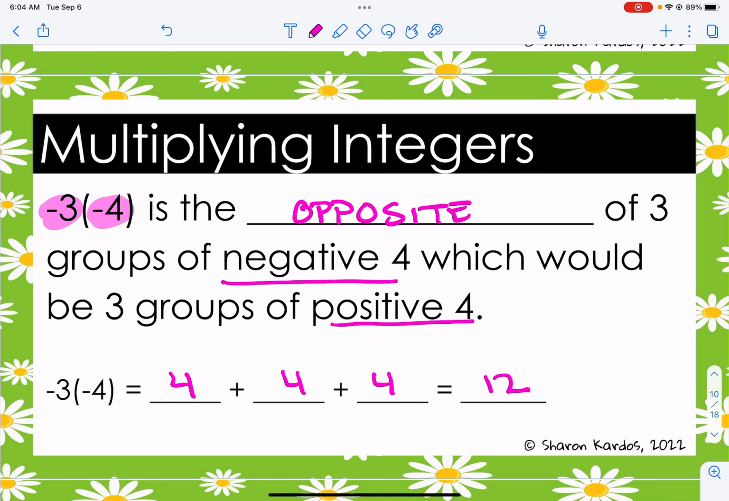Now, it starts to get a little bit confusing when we have the first one negative, the 3 negative. But if you'll just think of it like we're doing the opposite, if you'll just read that very first negative here as we're going to do the opposite of 3 groups of negative 4, which would be 3 groups of positive 4.